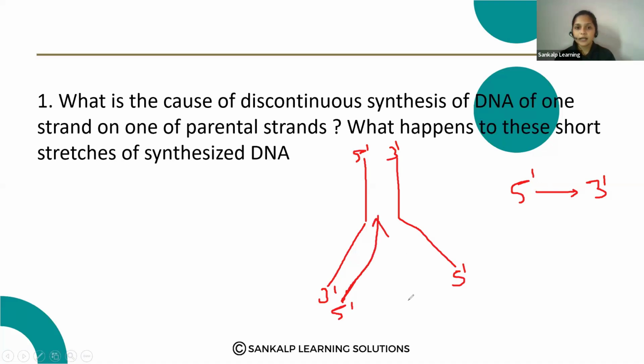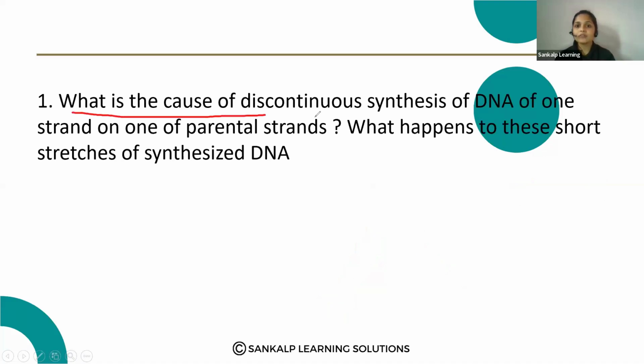So this is the continuous strand. But for this strand, which is already having the 3 prime to 5 prime direction, the DNA polymerase cannot add the nucleotides here. So a small RNA primer is added here, and by using that RNA primer, the DNA polymerase adds the nucleotides. Again, there is an addition of the RNA primer. After that, there is an adding of the nucleotides. So it is called a discontinuous strand. So here, what is the question?